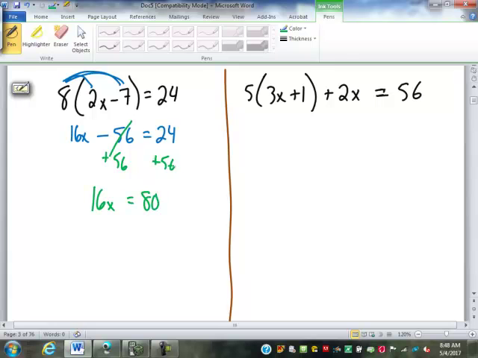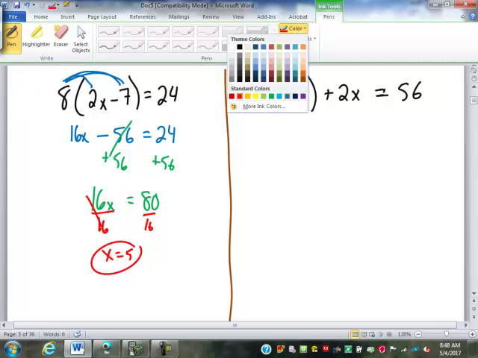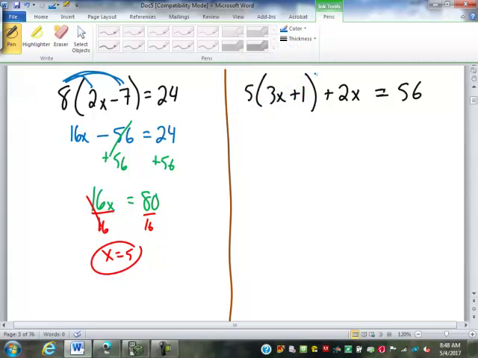16x equals 80, and then divide by 16. X equals 5. I still got 5 at the end of it. Yeah. And for that one, it would work. This one, it doesn't work so well. So you have to do the multiply. Yep. So 5 times 3x, I guess that's what I missed.